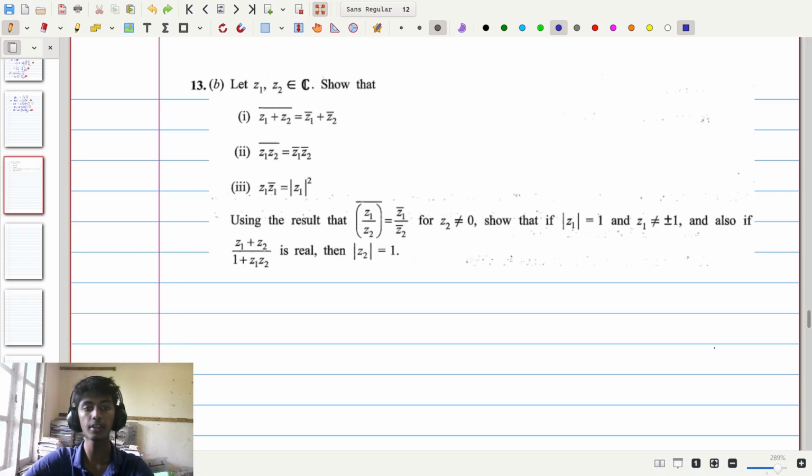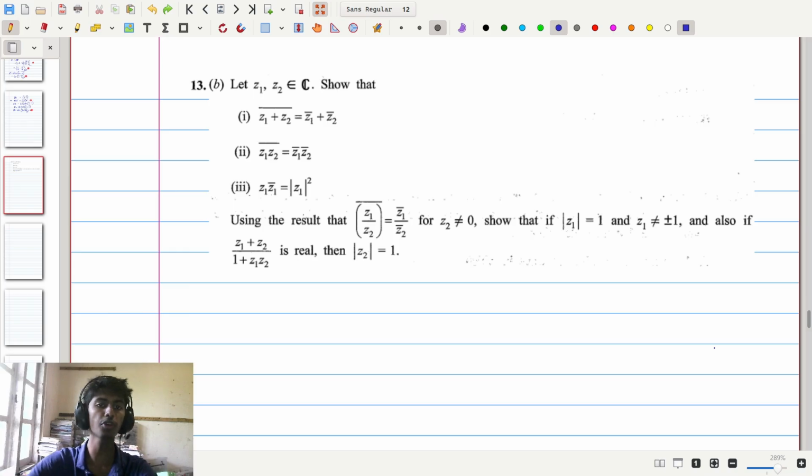And finally they say, using the result that the conjugate of Z1 divided by Z2 is equal to Z1 conjugate divided by Z2 conjugate for Z2 not equal to 0, show that if Z1's modulus is equal to 1, but Z1 is not equal to plus or minus 1, meaning that Z1 is not a real number, it is some other complex number that has a modulus of 1, and also if Z1 plus Z2 divided by 1 plus Z1 times Z2 is a real number, then the modulus of Z2 must be equal to 1.